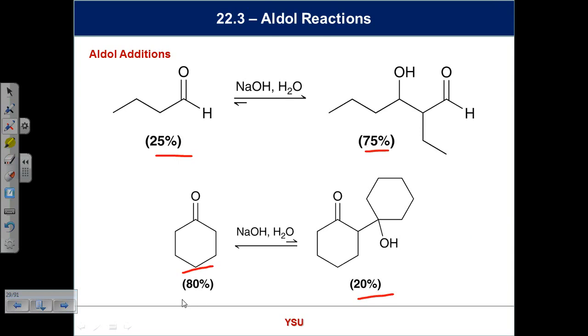Now with the ketones, it's a little bit more problematic because, again, the left side is favored. If you simply let this go to equilibrium, it's mostly ketone, and there's some of this aldol product. Again, the problems here will be partly to do with steric environment and partly to do with the fact that this has 2 electron donating groups, and so that is stabilized relative to the aldehyde.